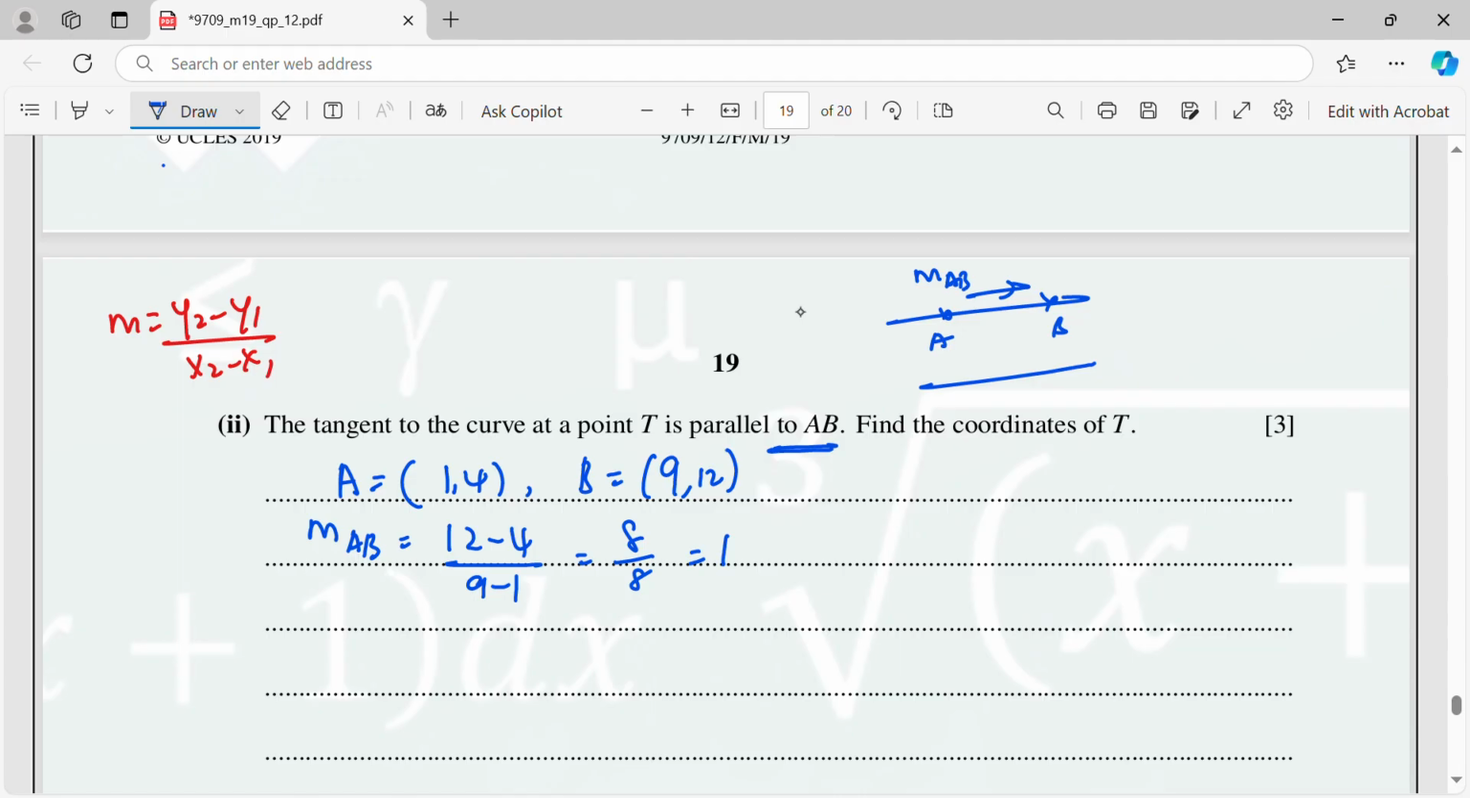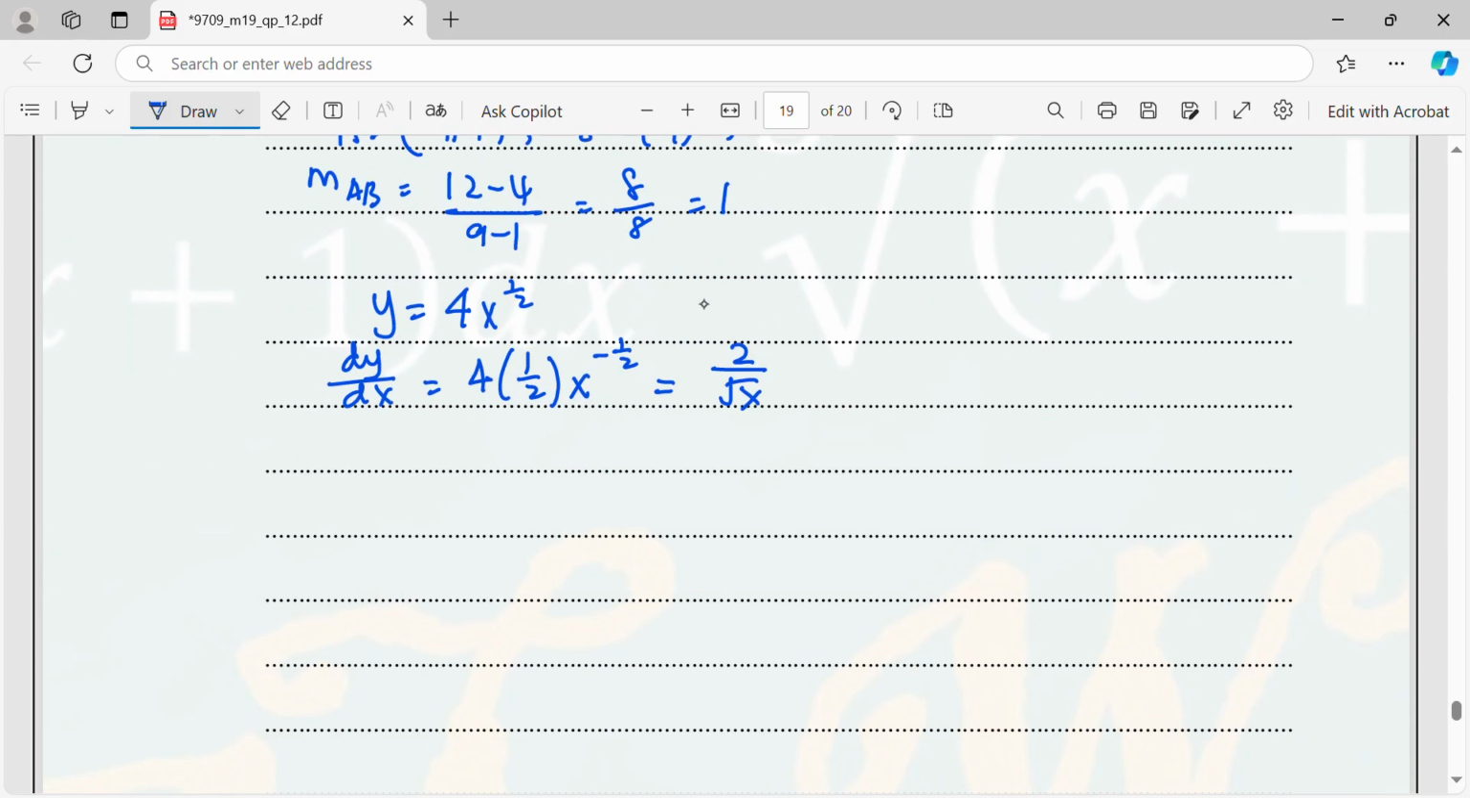So now the gradient of the tangent to the curve, we get it from the differentiation of the curve equation. This is our curve equation. So dy/dx, you bring down the half, then x power, the degree always minus 1. So half minus 1 is minus half. Then when I simplify, I'm getting 2 over square root x. Now 2 over square root x is the same as 1 because they are parallel. Therefore, 2 is square root x. To eliminate the square root, I square both sides. That means now I will be getting x equals 2 squared, which is 4.